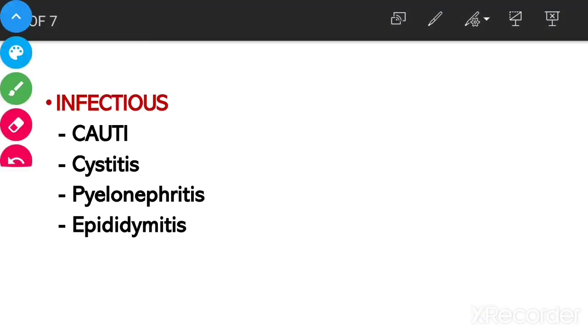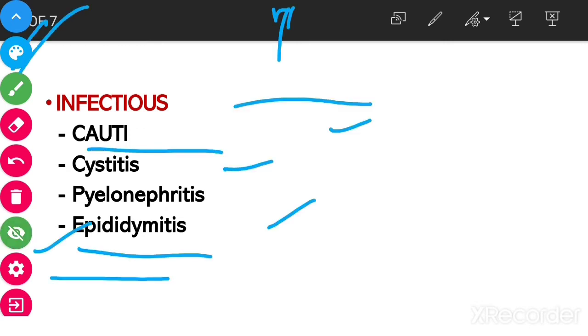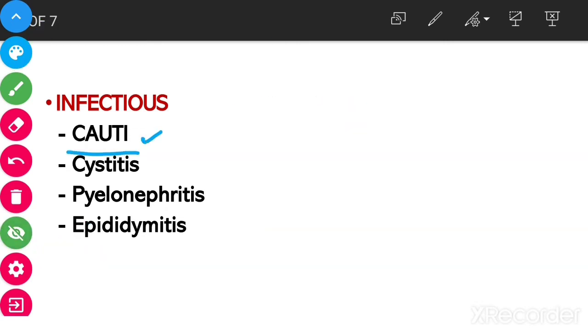First is the infectious complications. So in this we have the catheter associated urinary tract infection, that is the most common. Then cystitis, pyelonephritis, epididymitis, all these are the infectious complications. Now this occurs because of the inflammation of urethra and scrotal abscess. And catheter associated UTI is the most common and severe complication.